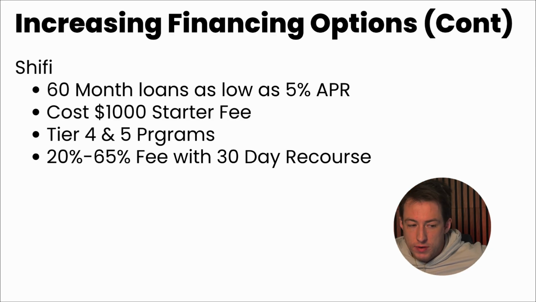Another option, and you probably have seen this before, is Shy-Fi. Shy-Fi is also really good. They do 60-month loans, which is awesome, and they have very low APRs compared to Special Financing. They also have a Tier 4, Tier 5 program. They do cost $1,000 to start.